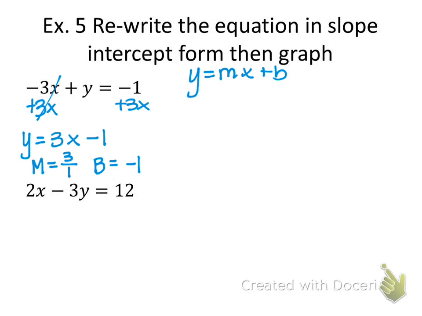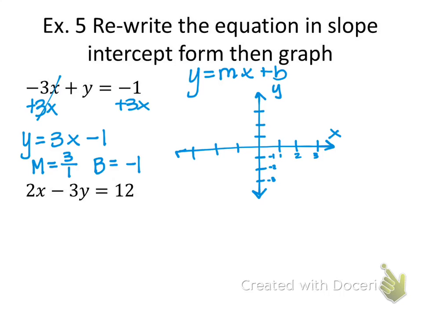All right, so now we need to graph it. So I draw a graph here. This is my x-axis. This is my y-axis. Each of these lines represents a 1, so this would be negative 1, negative 2, negative 3, and 1, 2, and 3. Negative 1, negative 2, negative 3, and 1, 2, and 3. Okay? So what am I going to graph first? What do I know I have to graph first?